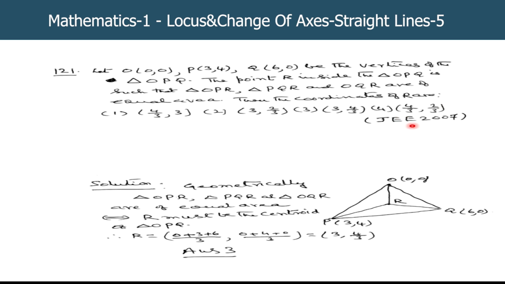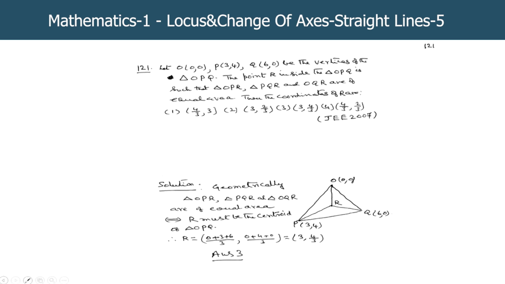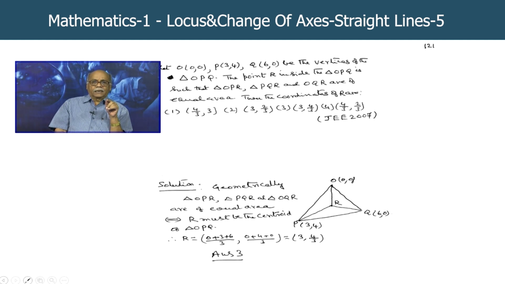So this is asked also in JEE 2007. Here this problem is connected with only a geometrical property, and everybody knows from elementary geometry that the centroid is the only point inside the triangle which divides the triangle into equal areas. There are 4 equal areas. Understand? The centroid is the only point inside the triangle which divides the entire triangle into equal parts.